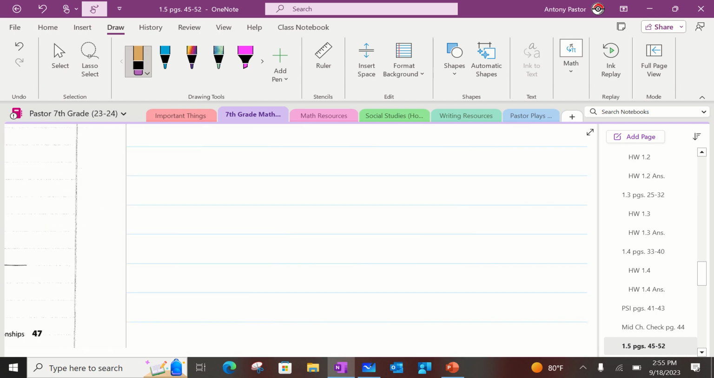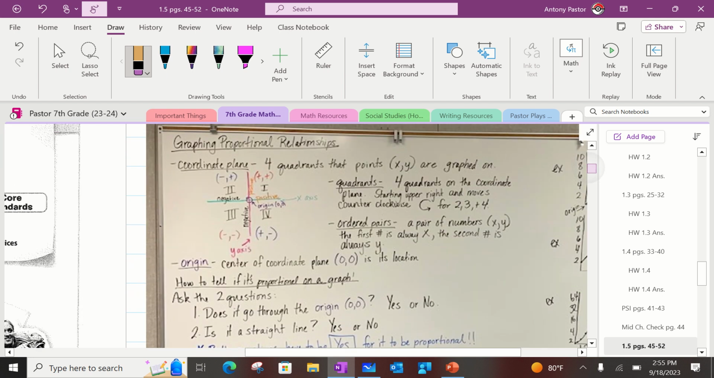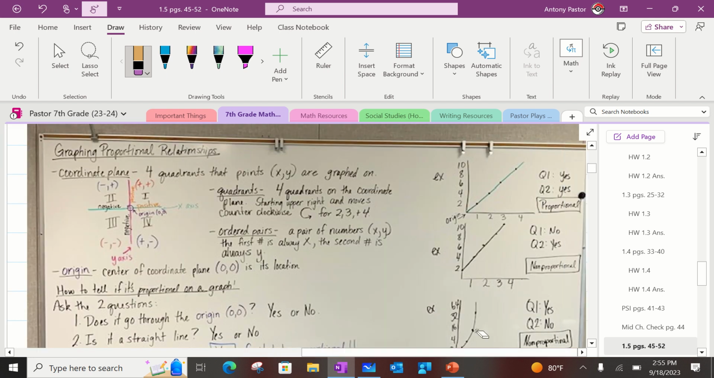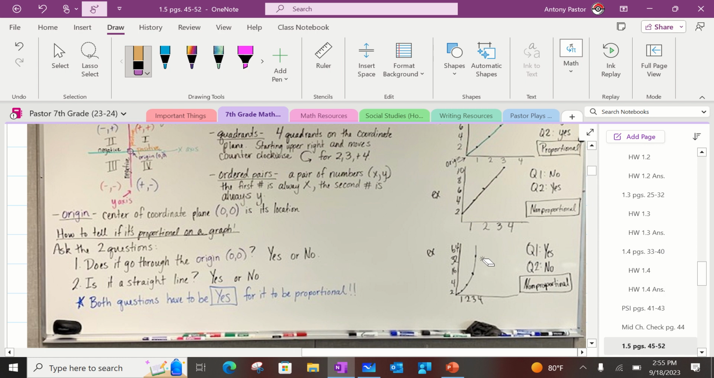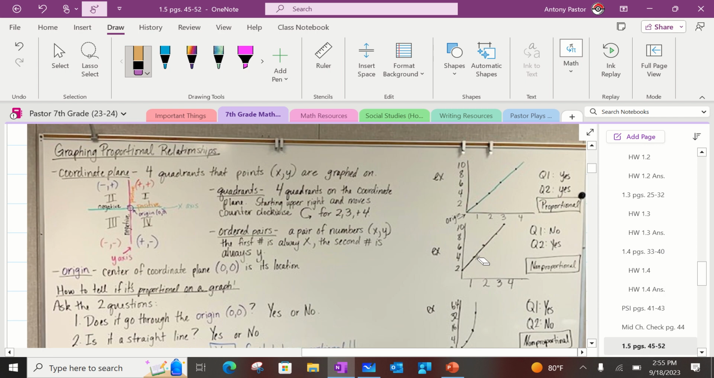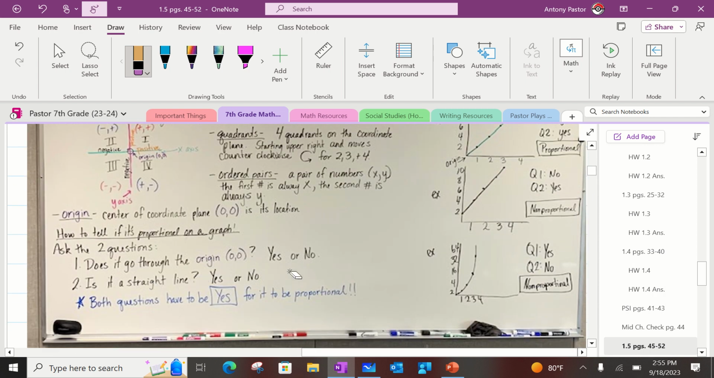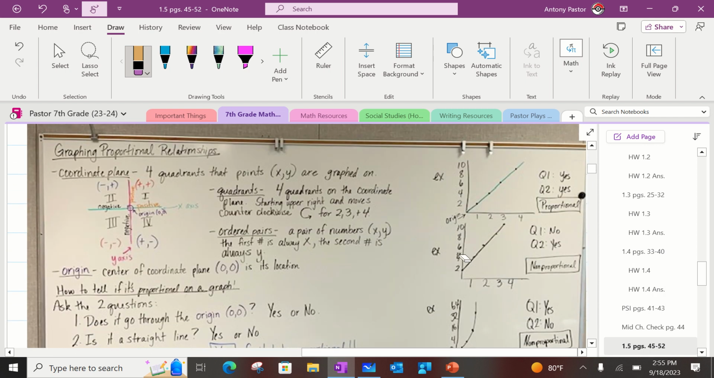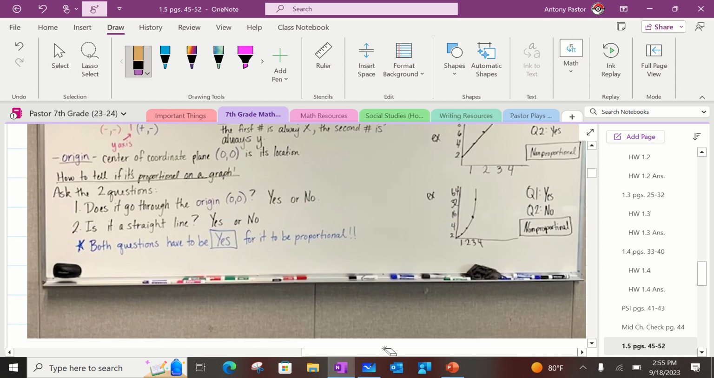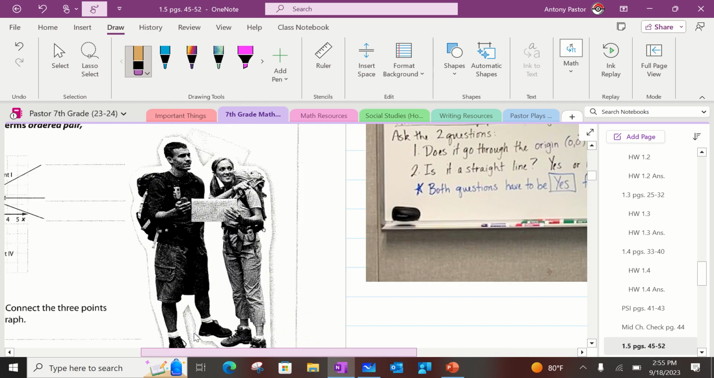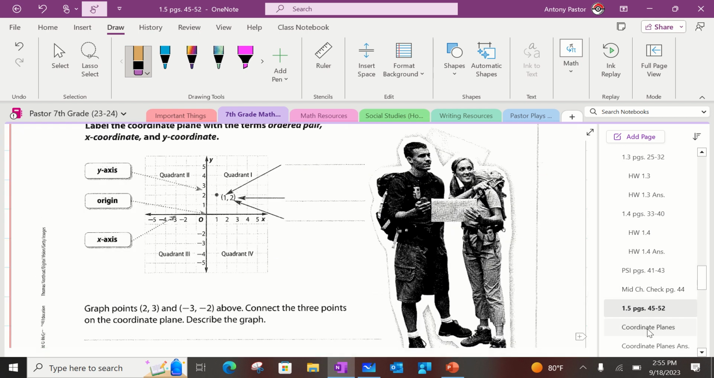So going back to our notes over here, not proportional because it is not a straight line. It is curving. So again, for it to be proportional, it needs to go through the origin, which this one did, but it needs to be a straight line, which this one is not. This one was a straight line, but did not go through the origin, therefore not proportional. This one was a straight line and did go through the origin, therefore it is proportional. All right, we're going to go ahead and do a homework question on this one.